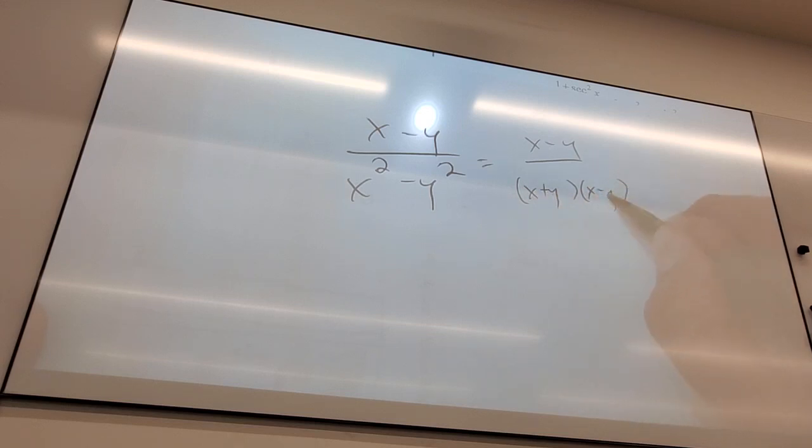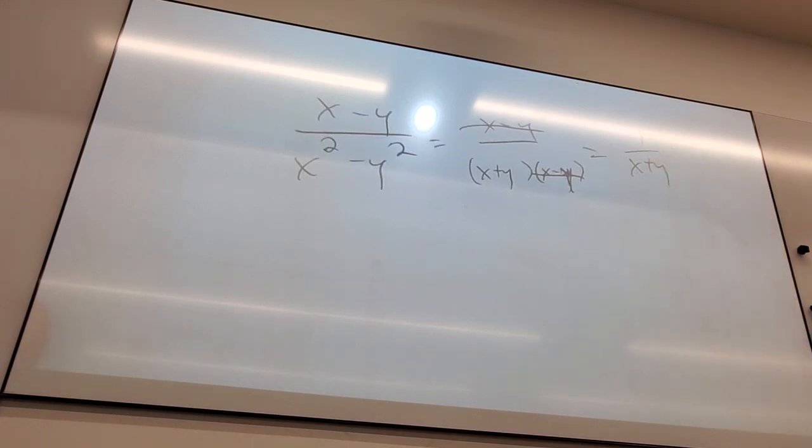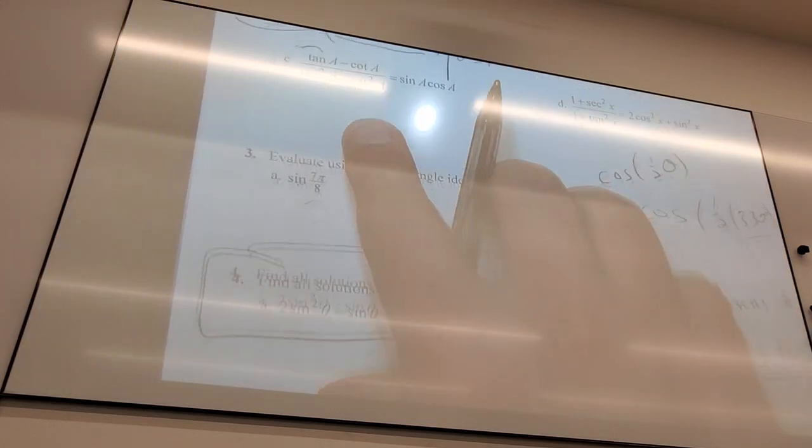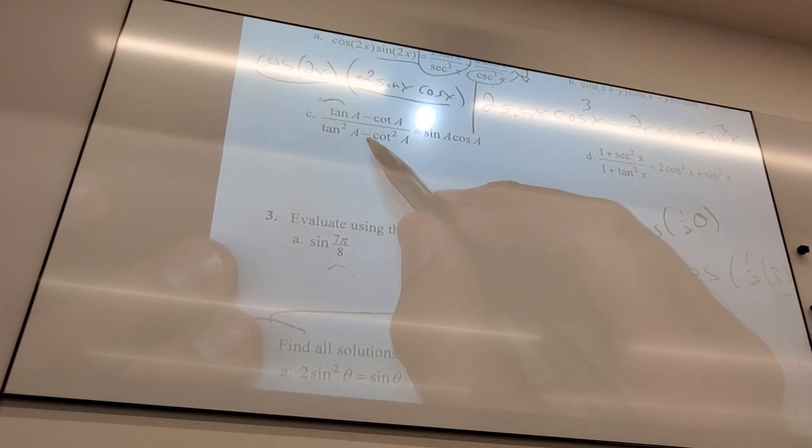Yeah, now it cancels. What cancels? X minus y. Good. So what's the answer? 1 over x plus y, it's on the bottom. Okay. So, looking back at this, what do I do? Factor at the bottom.